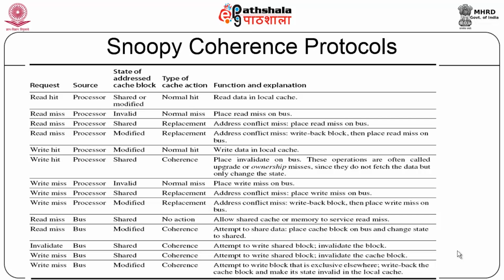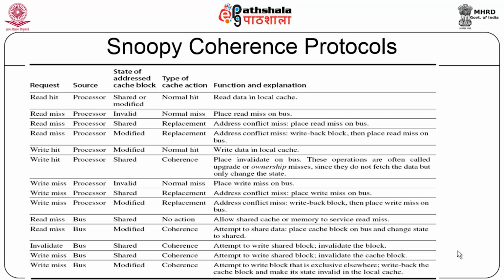Similarly, if there is an invalidate request that is put in on the bus and the cache block is available in the shared state, so you are trying to do a write operation on the cache block which has been shared, so you will have to invalidate the block. Similarly, if there is a write miss on a shared block that is happening, that is again a coherence miss, and you are trying to write a shared block, so you will have to invalidate the cache block.